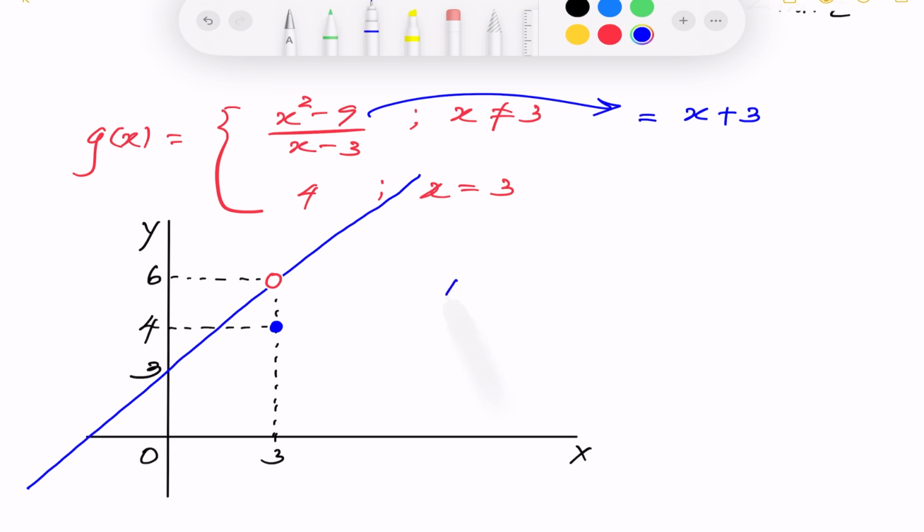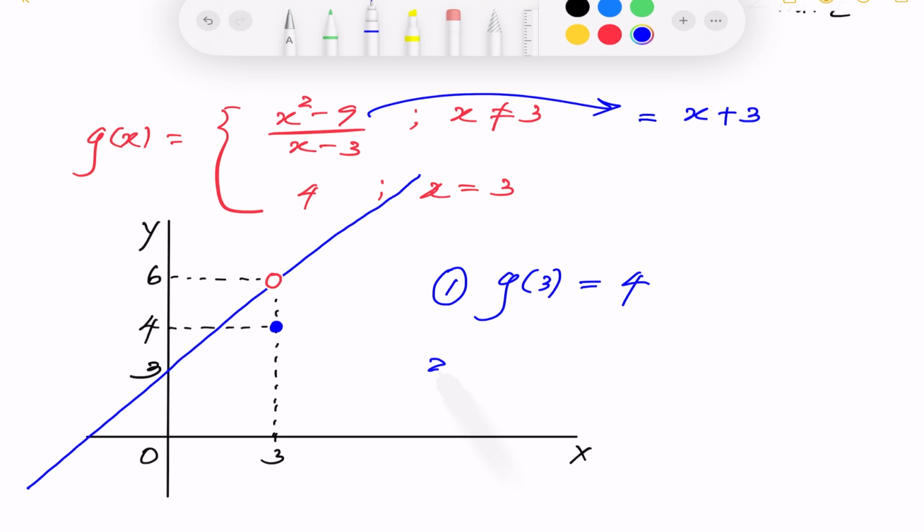So the first one is, when x is equal to 3, what's the value of the function g(x), which is g of 3? G of 3 should be equal to the value right here, 4. In fact, it's defined in that function itself. That's also a piecewise function. It's defined as 4. So g of 3 is equal to 4.